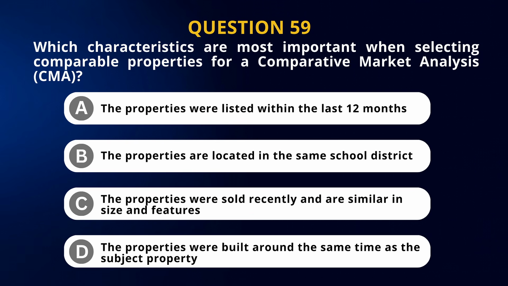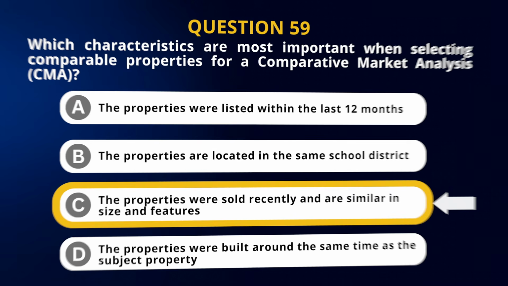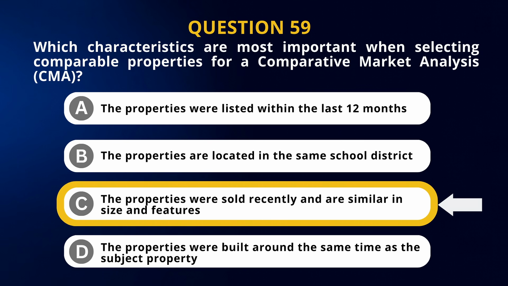And the answer is letter C, the properties were sold recently and are similar in size and features. This is the most important characteristic of the CMA amongst these answers. And so this kind of a question you want to be careful of, because all of them look pretty good.